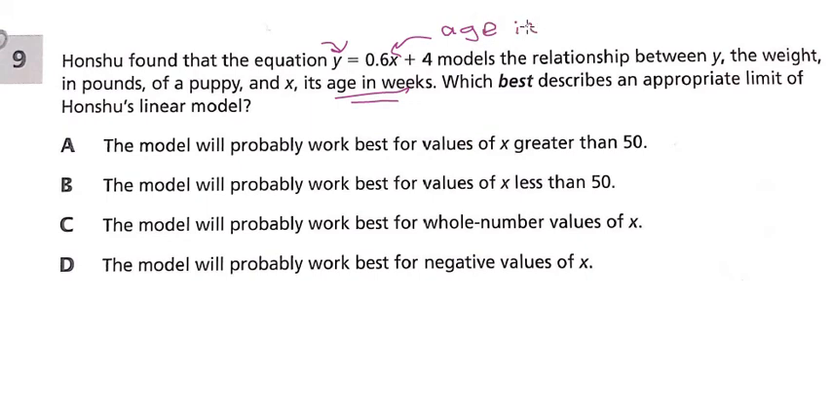Age in weeks. Oh no, this little pen is so ridiculous. Age in weeks. Okay. So our y value is the weight of something. All right. So basically this says something starts at 4 pounds and each week it's gaining 6/10 of a pound.